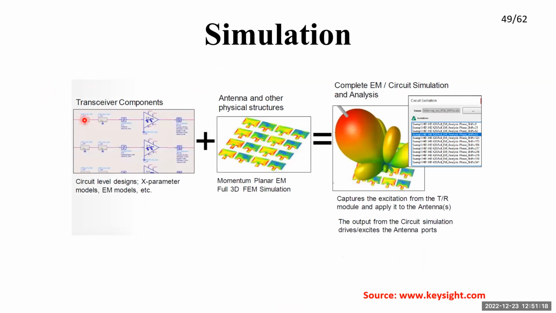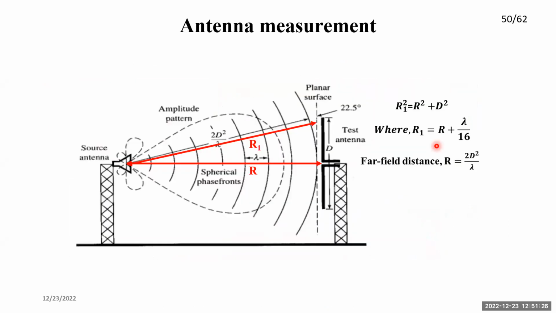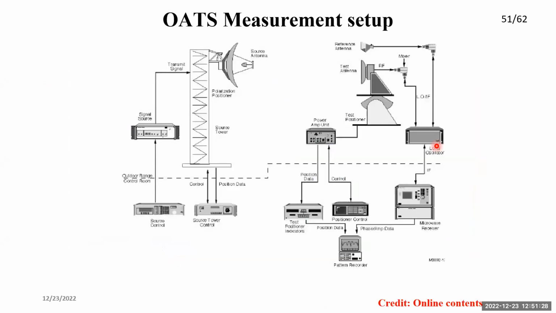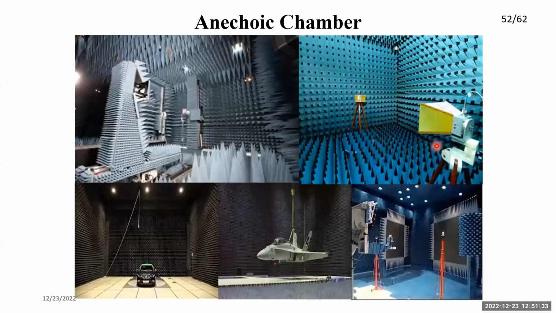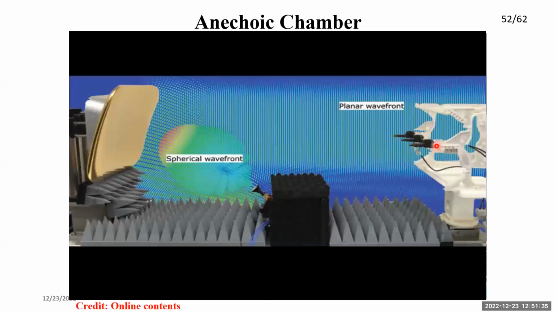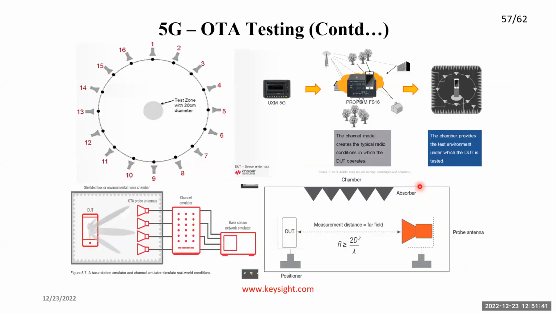For example, you design the RF front end circuit here and the antenna here, and at the same time evaluate both to get the intended performance. Then there are antenna measurement techniques: anechoic chamber, near field measurements, and 5G conducted testing. This is how they test the radios. Then 5G OTA testing, especially for testing beamforming and other features.